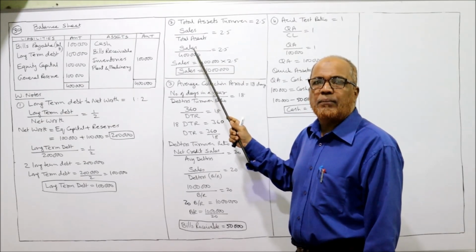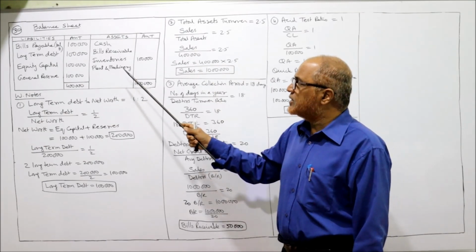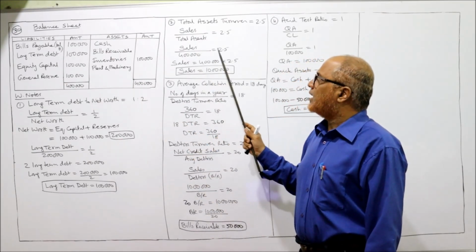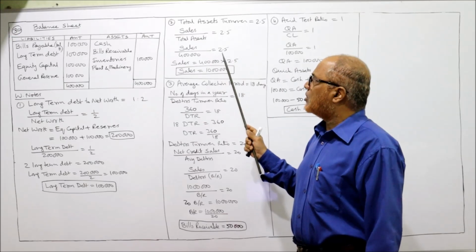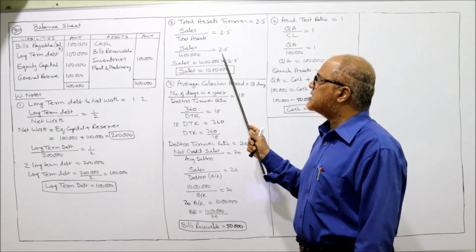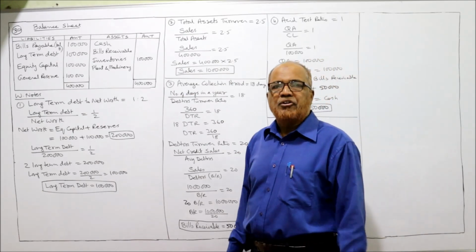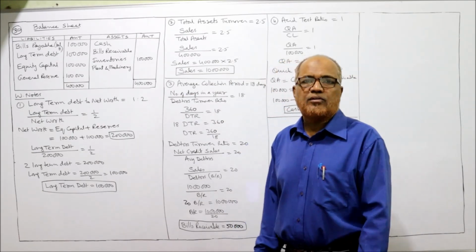Sales we don't have, but total assets we have. How much is the total of assets? 4 lakh. So sales by 4 lakh is equal to 2.5. If I make a cross multiplication, sales is equal to 4 lakh into 2.5, 10 lakh rupees. We got sales 10 lakh rupees.